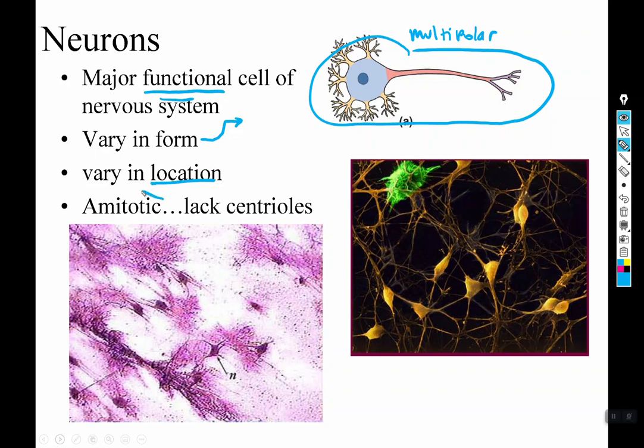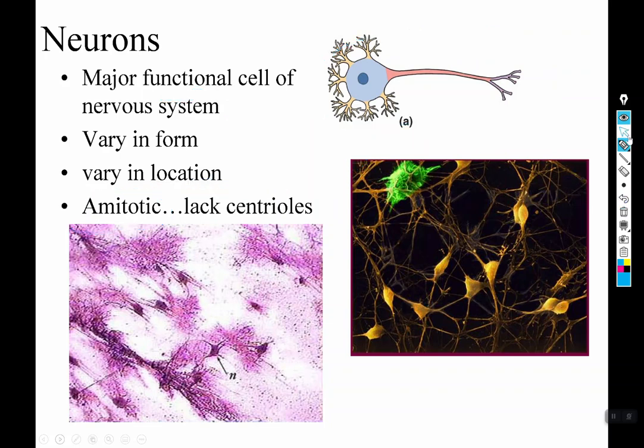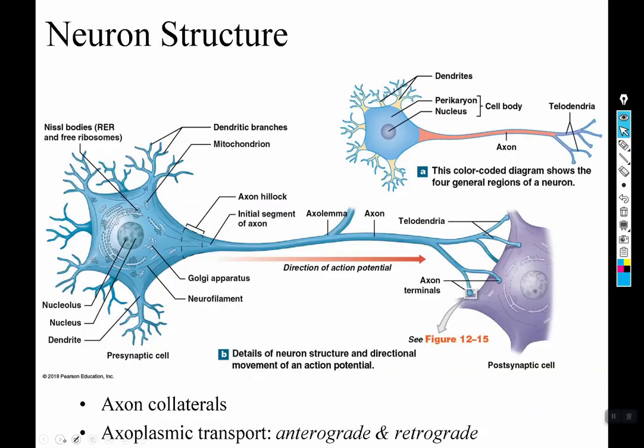And for the most part, they are amitotic, meaning no mitosis. So what that means is they're not going to divide and replace themselves. So this is one of the reasons why it's difficult to recover from nerve damage and nervous tissue damage, because these cells are not very regenerative. Most of them do not replace themselves, so it takes a long time for nervous system damage to heal, if it heals at all. So be kind to your nervous system.